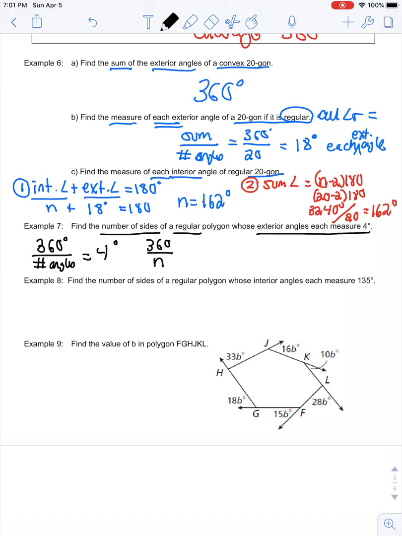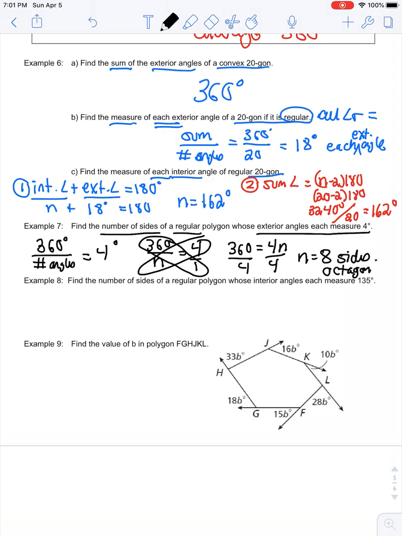So if I do 360 divided by the number of angles, that should tell me the measure of each one. Once again, set up a proportion and cross multiply. This would give me 360 equals 4n. If I divide both sides by 4, the number of angles is going to be 8. So that means that there were 8 angles, which also means that there were 8 sides, which means that this was an octagon.